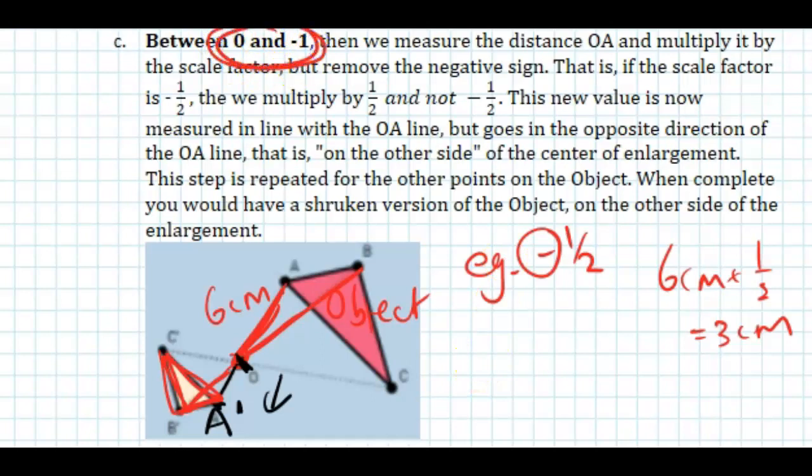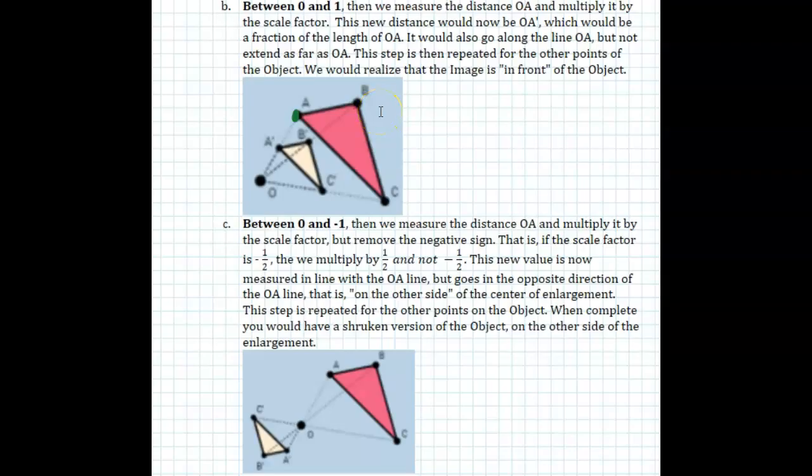Now what we're noticing in comparison to the other one, when the scale factor is between 0 and 1, right, it's still a fraction of the shape. It's a half of the shape, 3/4 size of the shape, and so on, but the image is actually flipped on the other side of the center of enlargement. So that is what you need to know, right? When the scale factor is between 0 and 1, the shape is smaller, the image is smaller just like this, but it is actually between the center of enlargement and the object. But when it is between 0 and -1, it's still smaller, just like the one here, but it's actually flipped on this side.